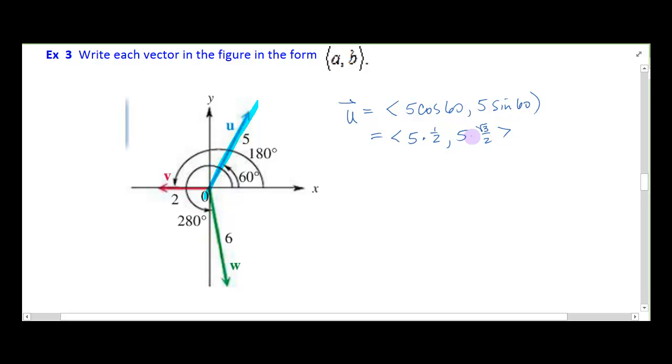And in each one of those values, I'm multiplying by the magnitude. So if I wanted to give you an exact answer, not a calculator answer, the exact answer would look like 5/2 for the horizontal, and then 5 square roots of 3 over 2 for the vertical component. And you can practice finding the horizontal and vertical components of the vector v, as well as the vector w, if you'd like.